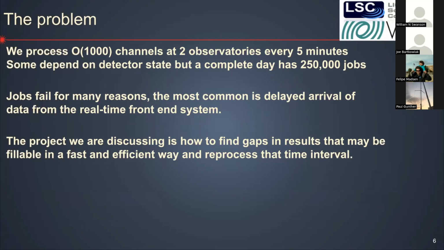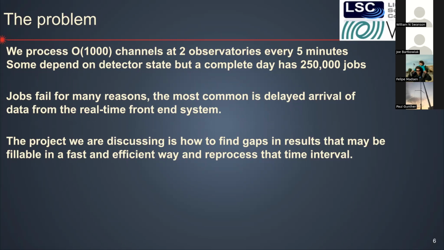The problem is we process these 1,000 channels at 2 observatories every 5 minutes. Some of those analyses depend on the state of the detector, some do not. So if we have a complete day of observing, we generate about 250,000 jobs. This is enough to make sure that Murphy proves himself every single day. Jobs fail for many reasons, the most common of which is a delayed arrival of data. While this doesn't reduce our effort to find the cause of failures and mitigate them, this project says we are going to have failures. How do we go back and clean up for them?